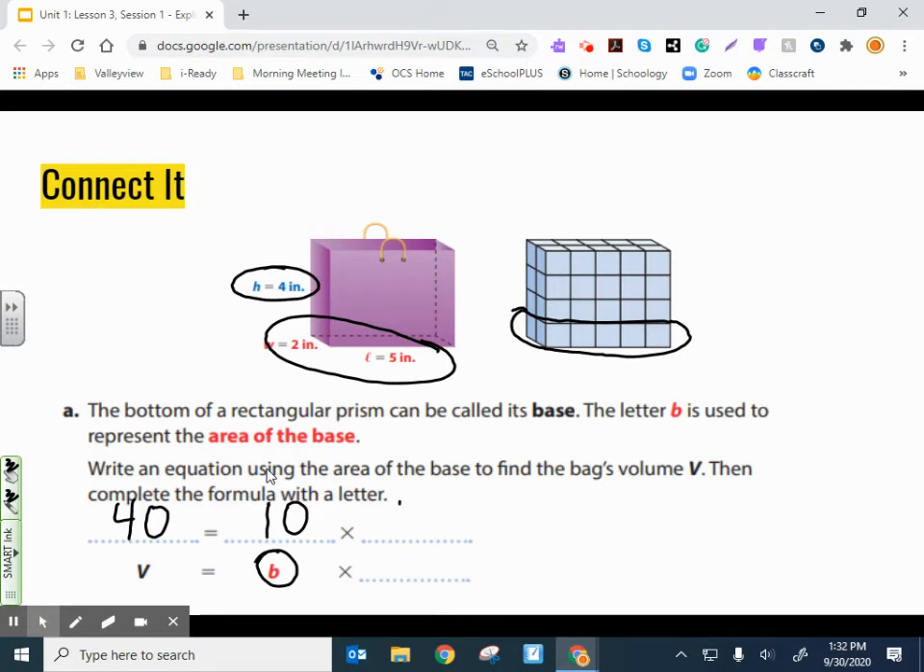That's going to be a 4. So 40 equals 10 times 4. V equals base times height, which is there. Make sure you're filling these in on your workbook, because again, we're taking the formula and working backwards.